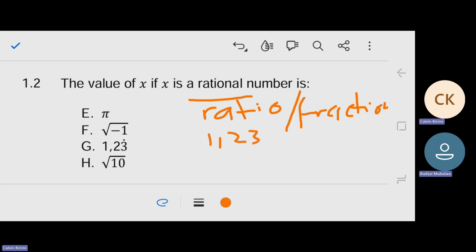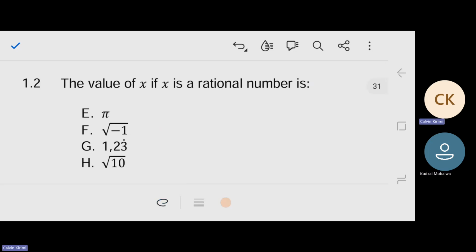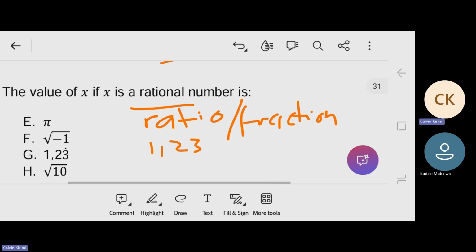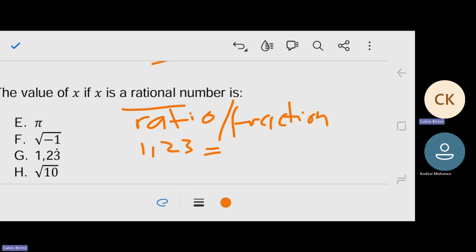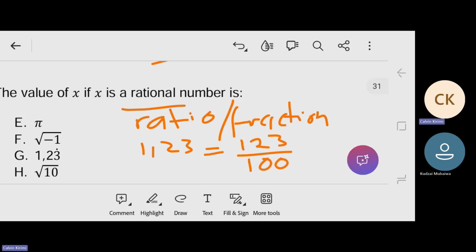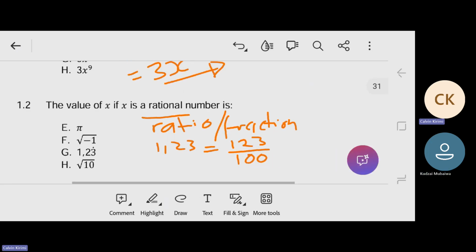1,23. Why 1,23? Because this number is 123 divided by 100. As a fraction, 1,23 is equal to 123 divided by 100. You can express it as a fraction. The rest you can't express.